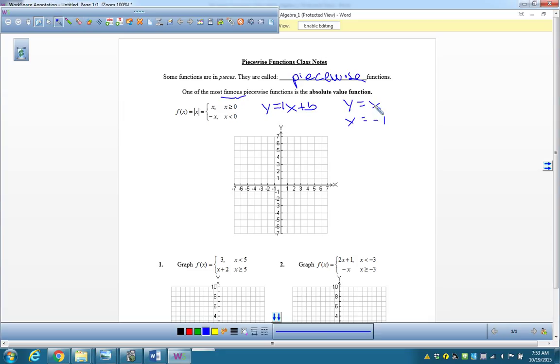Y equals x is a line with a slope of 1. So if I go up this way, that's half of my piecewise function. What does the other half of that piecewise function look like? What does y equals negative x look like?